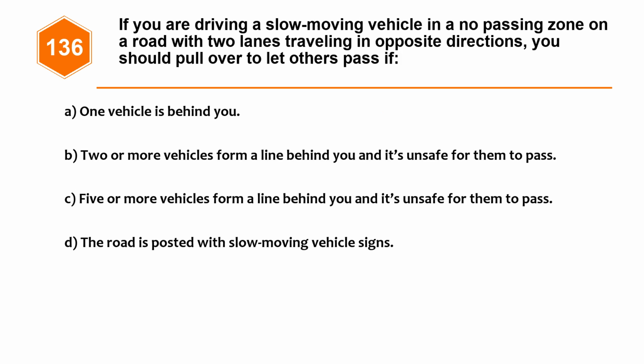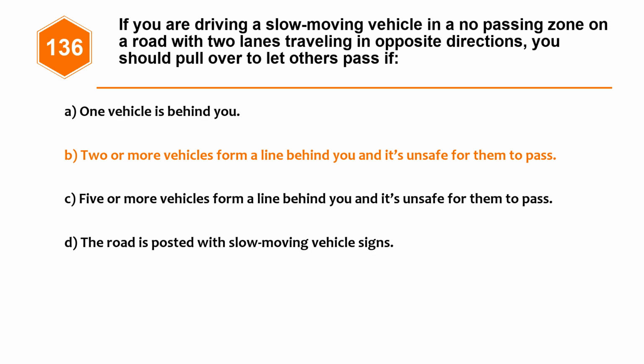Question 136. If you are driving a slow-moving vehicle in a no-passing zone on a road with 2 lanes traveling in opposite directions, you should pull over to let others pass. Option A. 1 vehicle is behind you. Option B. 2 or more vehicles form a line behind you and it's unsafe for them to pass. Option C. 5 or more vehicles form a line behind you and it's unsafe for them to pass. Option D. The road is posted with slow-moving vehicle signs.